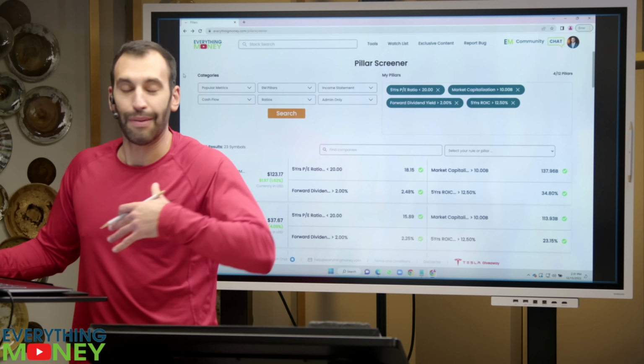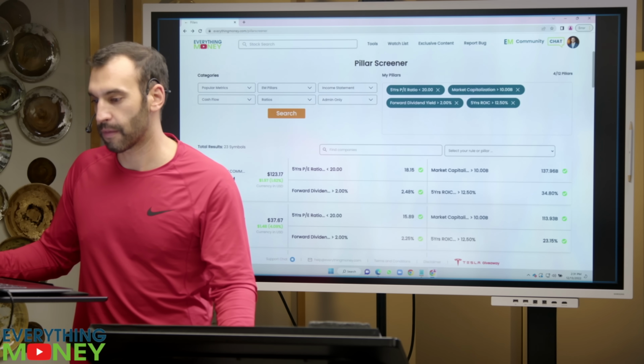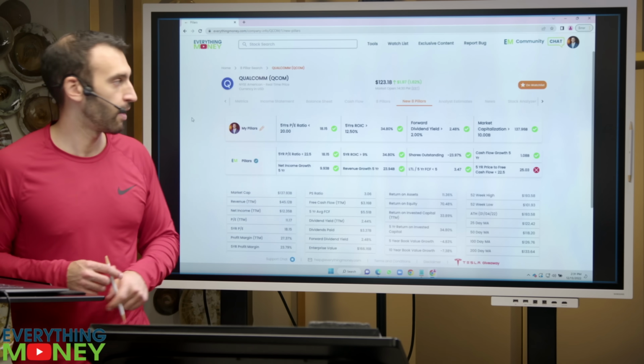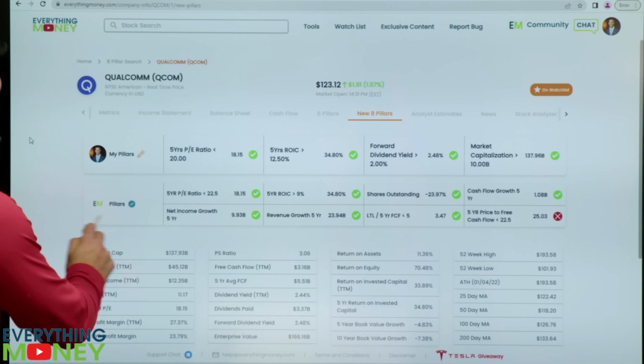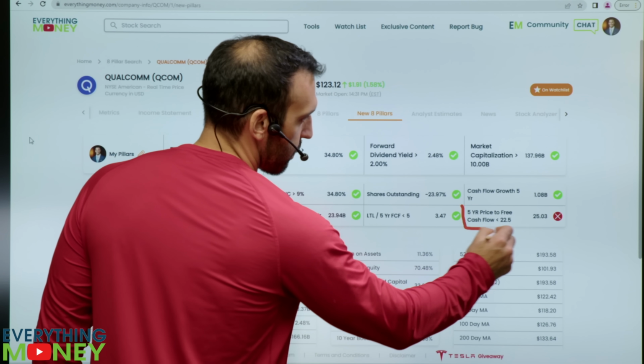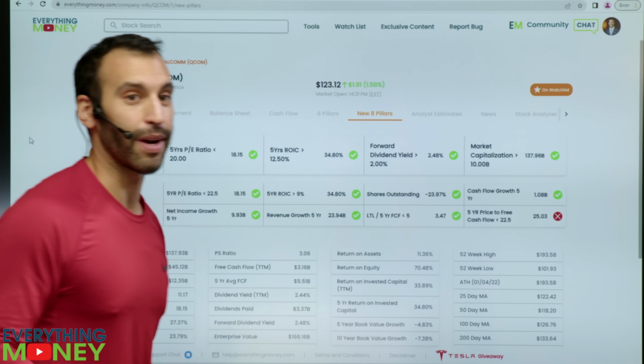All right, so now let's say you want to click on a company. Let's say you want to see Qualcomm. The great thing is, this hits all of the metrics that I obviously put in, but you can come here and say, how does it hit the EM pillars? How does it hit those 8 pillars? And you can see that it fills up 7 of those 8 pillars. The only thing that's missing here is this 5-year price to free cash flow. There might be a reason for that one. I just have to go dig.